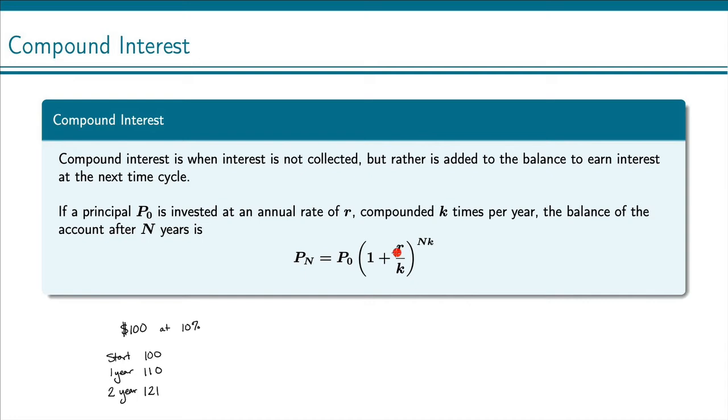Then we have R, which is the annual interest rate. K is the number of times that we're compounding per year. So for example, if we were compounding monthly, K would be 12, because that's 12 times per year. Or if we're compounding quarterly, that means every quarter, so 4 times per year. That's what K is. And then N is the number of years that pass. And again, K is the number of times compounded per year. So this is the formula that we're going to use.